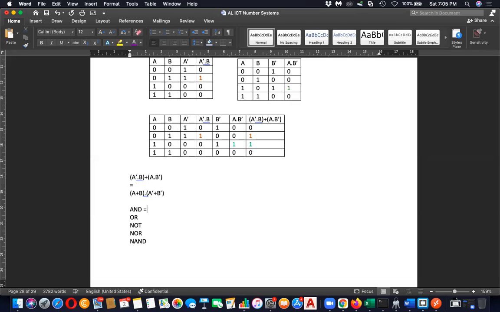Okay, let me start like this. The AND gate will output one if and only if all inputs are one. So can you feel it? The AND gate will output one if and only if all inputs are one.